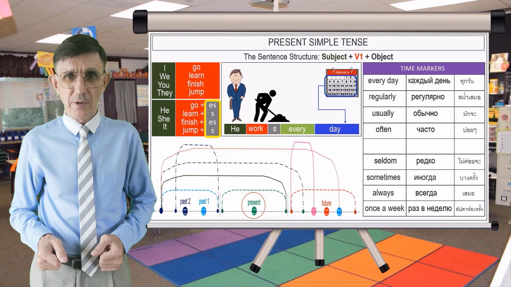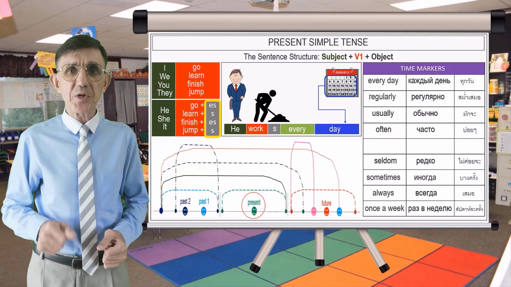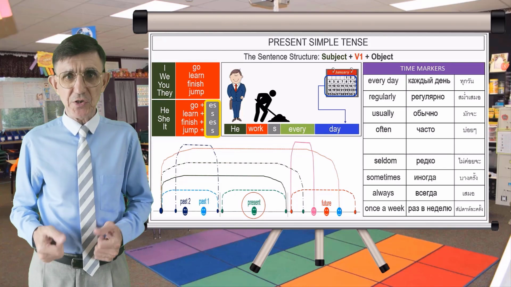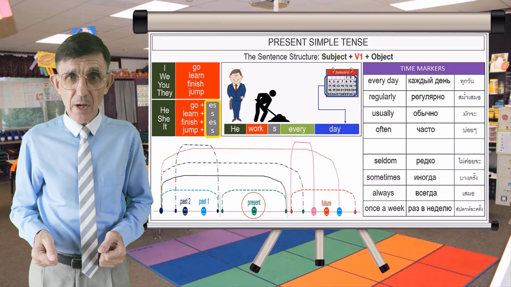Hi everybody. In this lesson, we will practice making sentences and speaking in the present simple, indefinite tense. The sentence structure: subject, verb 1, object.